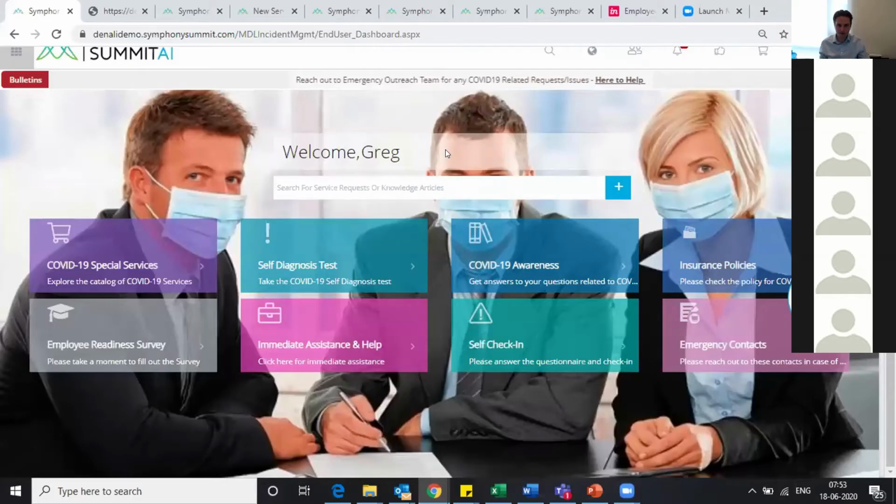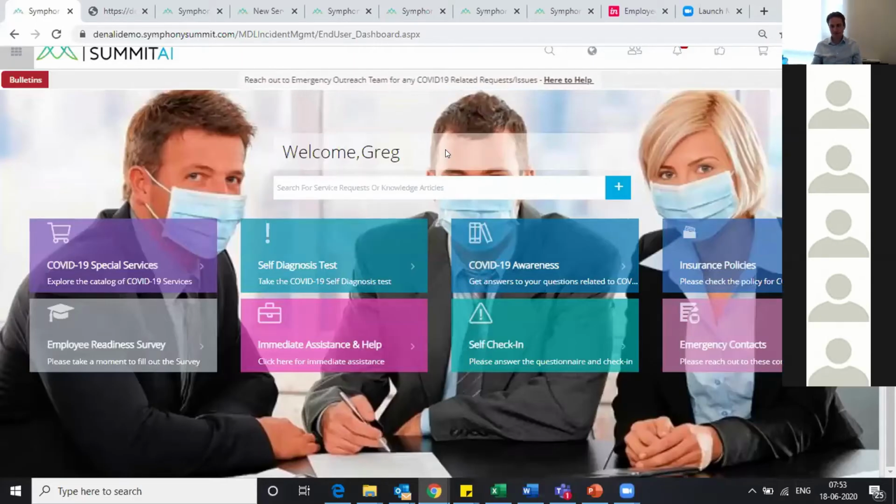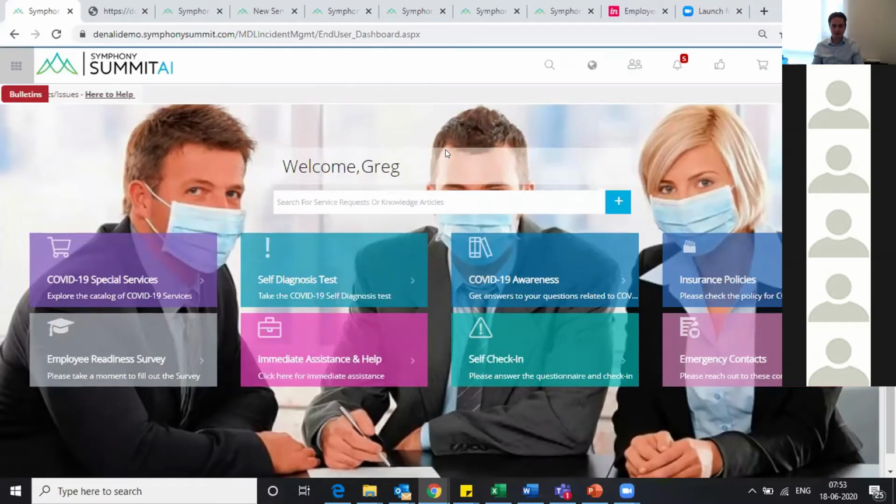So as Jan mentioned, we are entering the new normal, and it's essential for us to ensure that we provide a safe workplace to our employees. So to begin this, I have logged into this particular demo system as an employee of an organization. And as you can see, I have a variety of services that I can access at my fingertips in a one-stop shop mode.